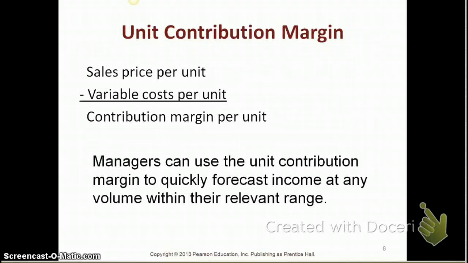Whenever we do CVP analysis, we calculate unit contribution margin and several other numbers, but the first thing that I'm going to introduce you to is unit contribution margin. Unit contribution margin is equal to sales price per unit minus variable cost per unit. Contribution margin per unit is used to forecast operating income at different levels of volume within the relevant range. Now pause your video and calculate the contribution margin per unit from our previous question.